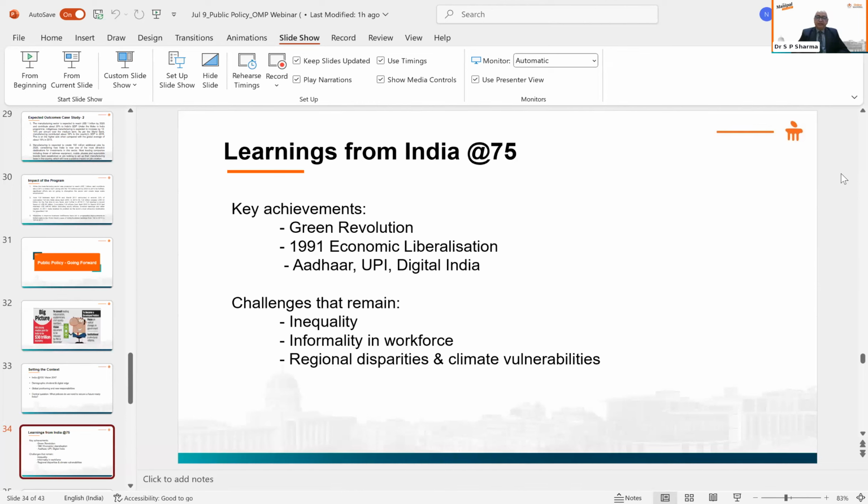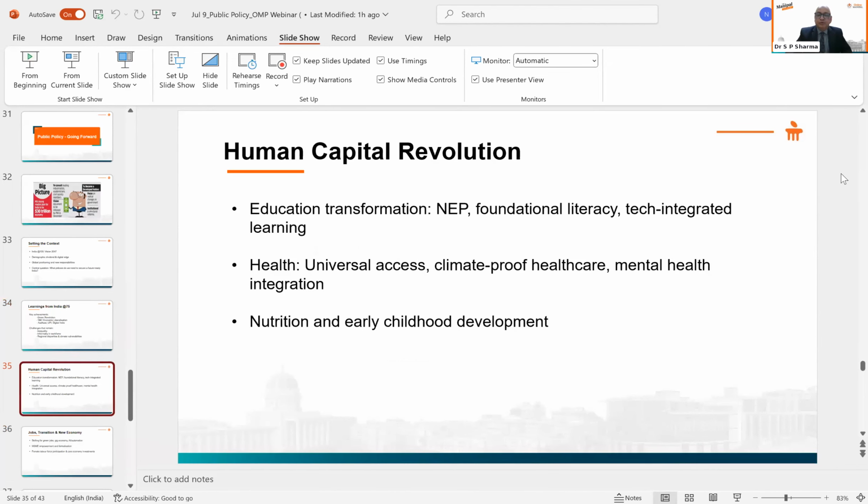But challenges remain. The inequality and informality in the workforce and regional disparities. Though these are reducing in recent years, we still face many challenges to move forward and to make them uniform for each and every segment of society in the Indian economy. And again, we have to provide inclusive education and an inclusive health system to the masses.